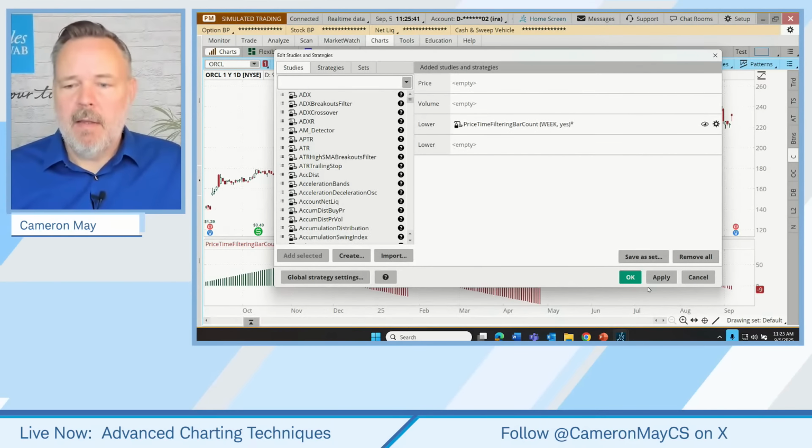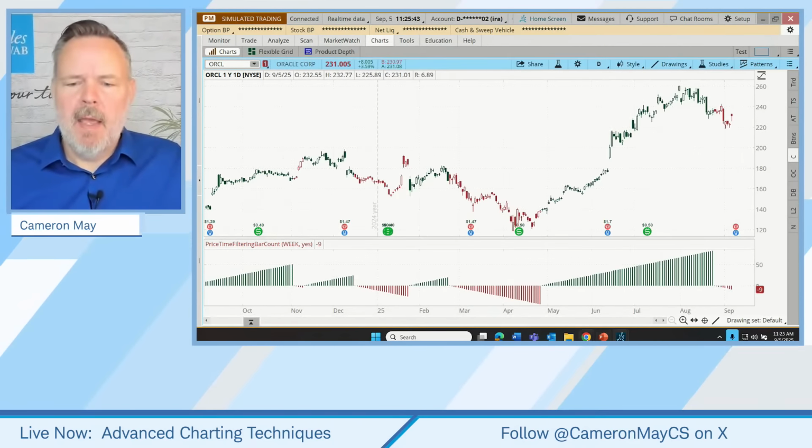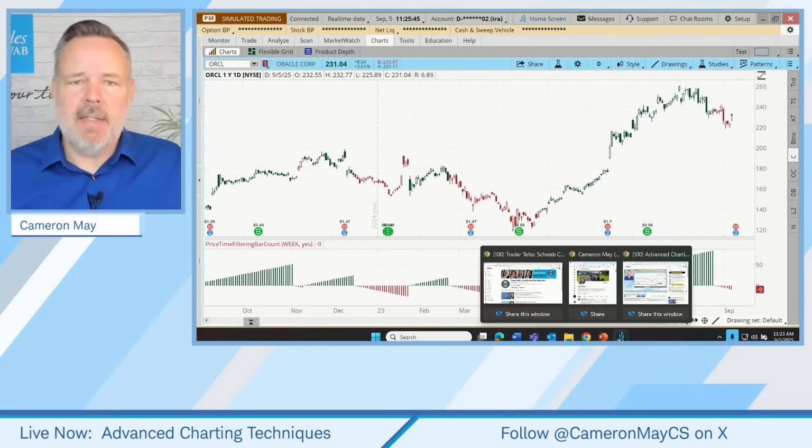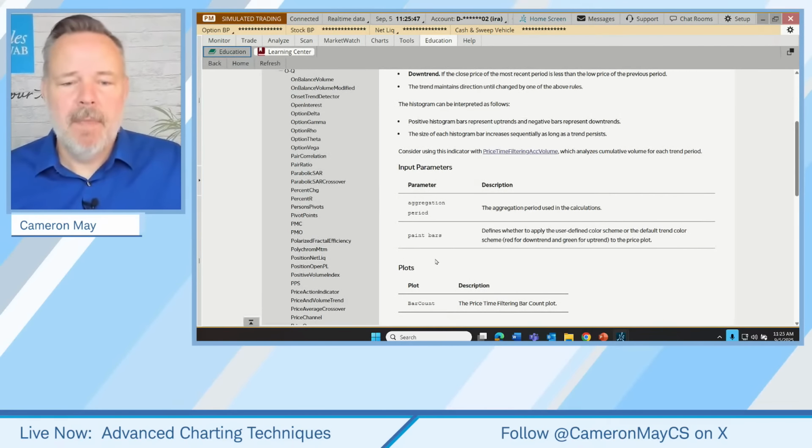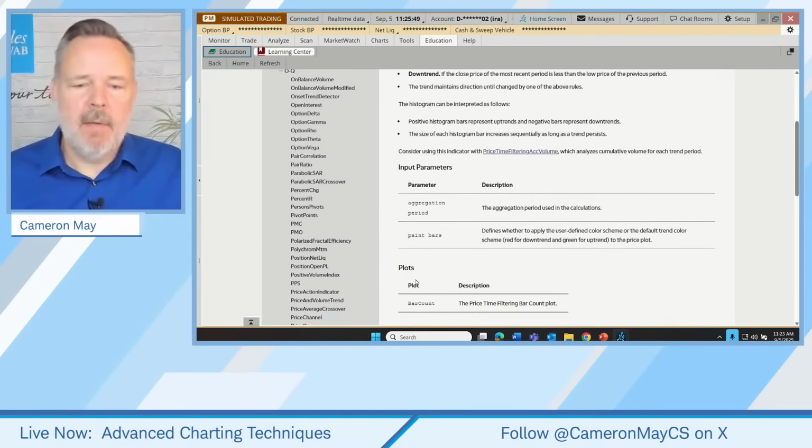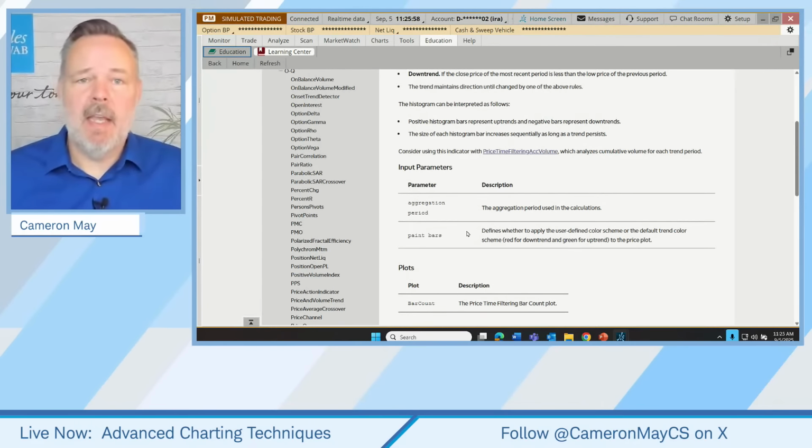All right, so let's click OK. Let's click apply, click OK again. And that's, guys, pretty much it. Let's go back here to our education. Down here under plots, we have the bar count, which is the price time filtering bar count plot. That's just the name of the indicator.